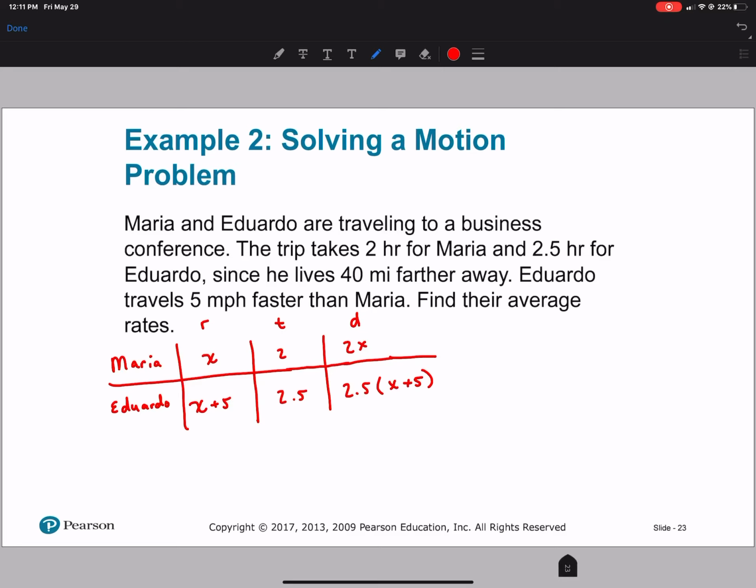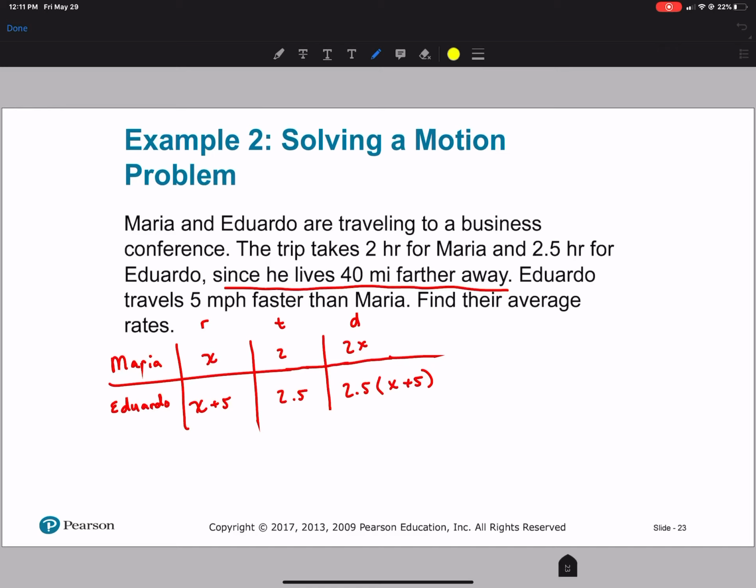Now, let's look at what we have. Now, all we have to do is set these both equal. So let's look at what we got. It says he lives 40 miles away, so he lives 40 miles further.